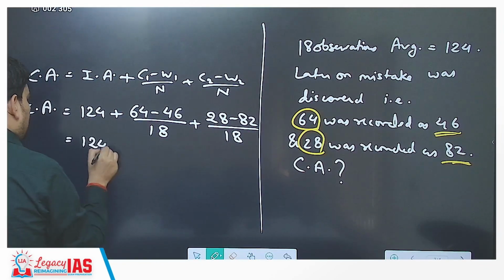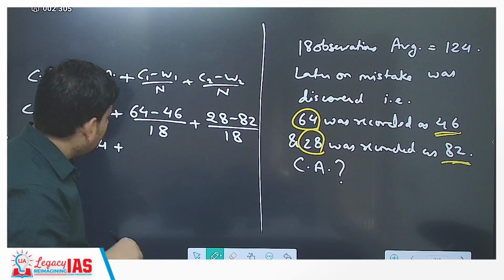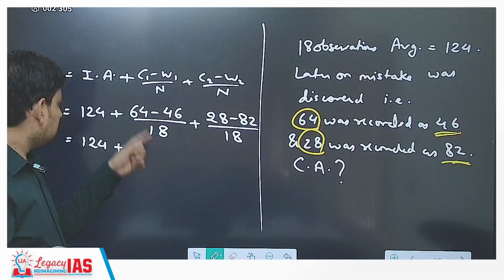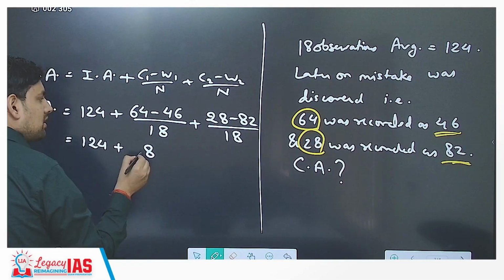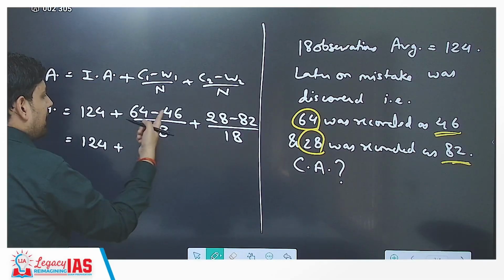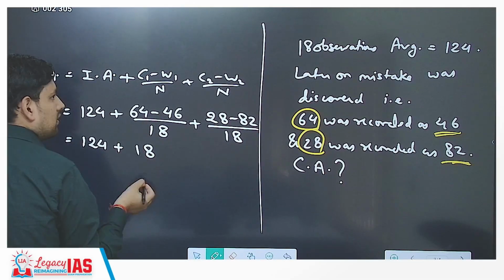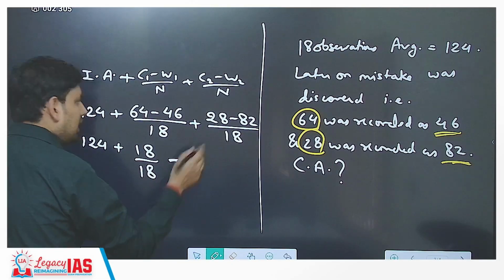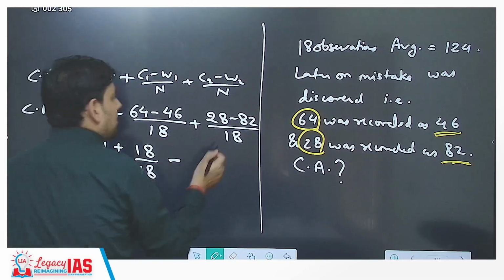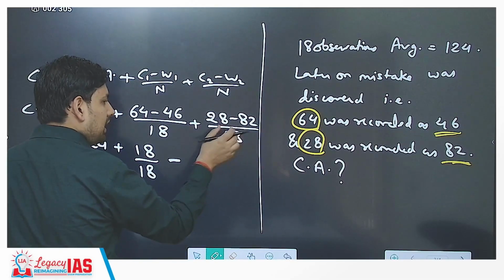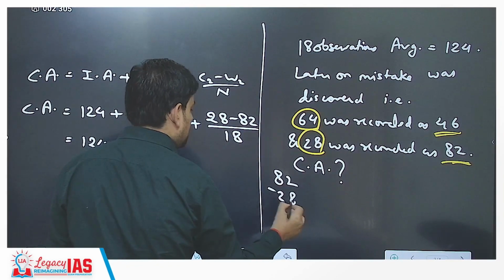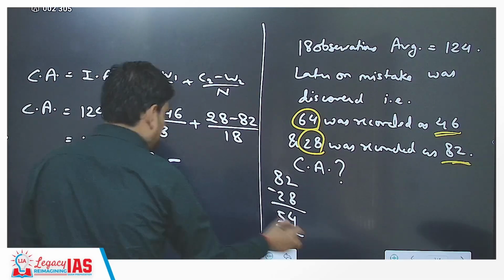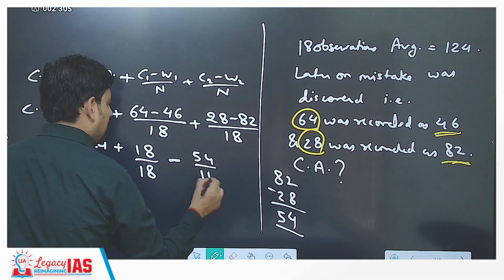So what you get? 124 plus 64 minus 46 will be equal to what? Can you see? This will be 14 minus 6, that is 8, and 5 minus 4 is 1. So this becomes 18 by 18 in positive sense. Now this will come in negative. Can you see 28 minus 82? Now what will this be? 82 minus 28 will be what? 12 minus 8, that is 4, and 7 minus 2 is 5. So this will come out to be 54 by 18.